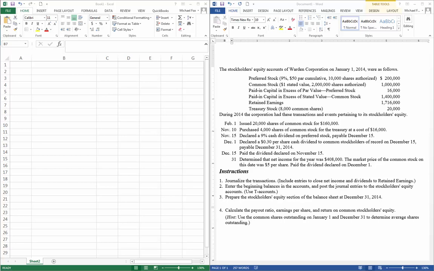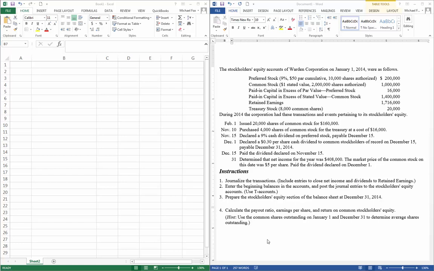So this is problem 11-2. It's very similar to 11-1, except the company's not starting from scratch. It already has balances in its accounts, so it gives us the stockholder equity section as of January 1st, 2014, and then we have the 2014 transactions. So part 1 is to journalize the transactions.